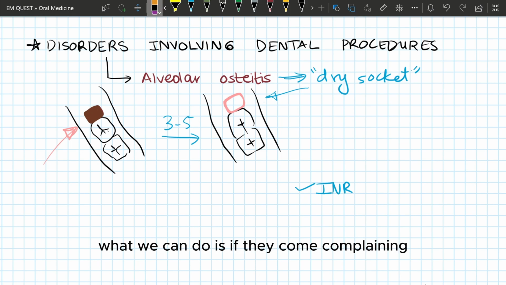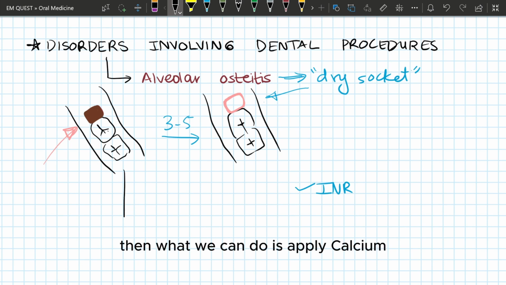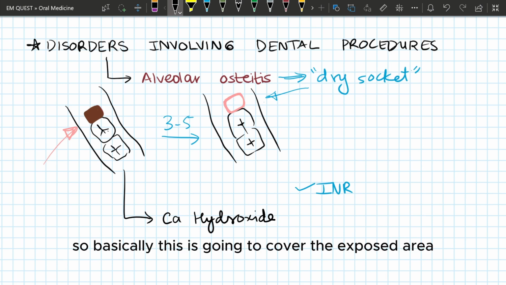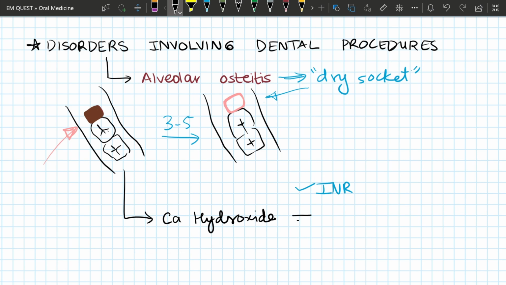Management wise, if they come complaining of sensitivity and pain and we see that the pulp is exposed, then what we can do is apply calcium hydroxide. Basically, this is going to cover the exposed area and will provide them symptomatic relief, and this should normally suffice. But in case they are still complaining of pain, we can prescribe them NSAIDs.